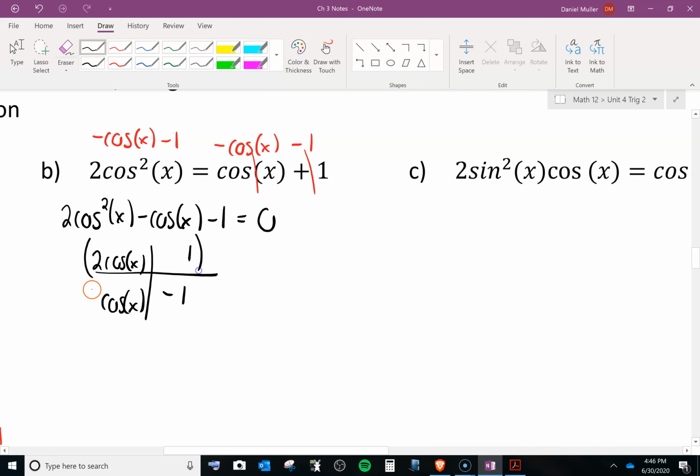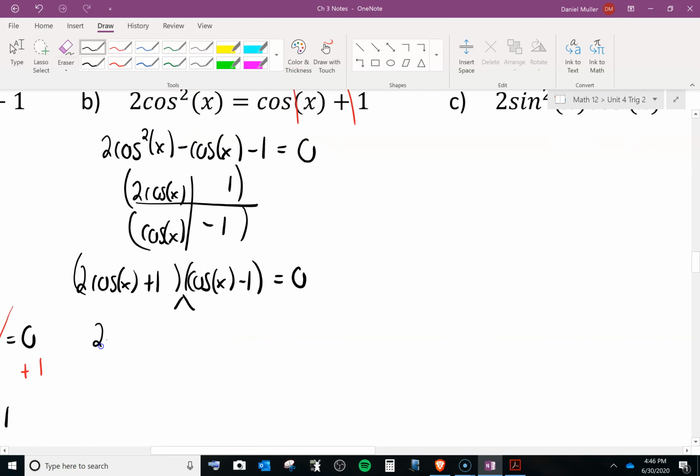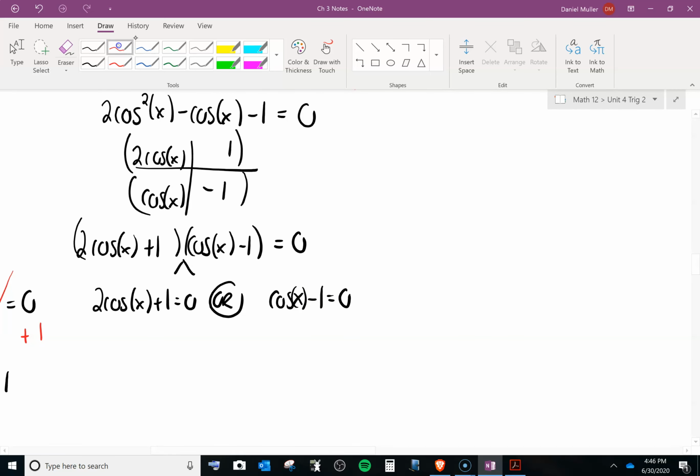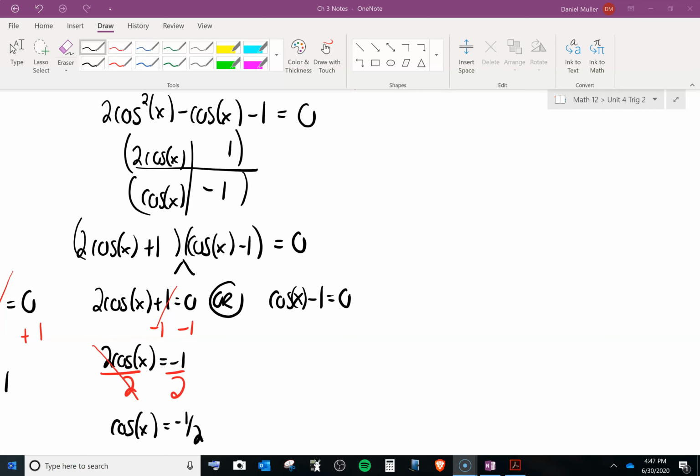And these are my 2. So I've got 2 cos of x plus 1, and just cos of x minus 1 equals 0. So we've got two options. We have 2 cos of x plus 1 is equal to 0, or cos of x minus 1 equals 0. And then, like we did previously, you can just move over the 1 and then divide by 2. So 2 cos of x is equal to negative 1. Divide by 2. So cos of x equals negative a half.